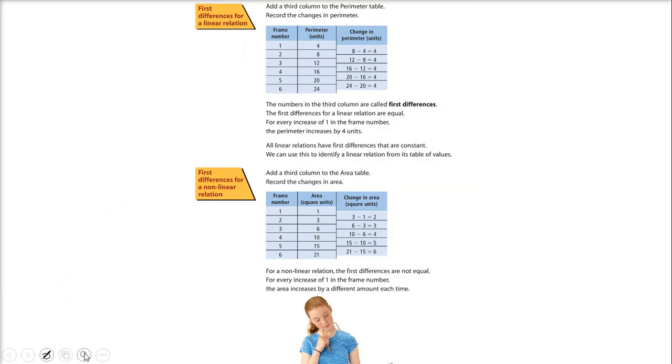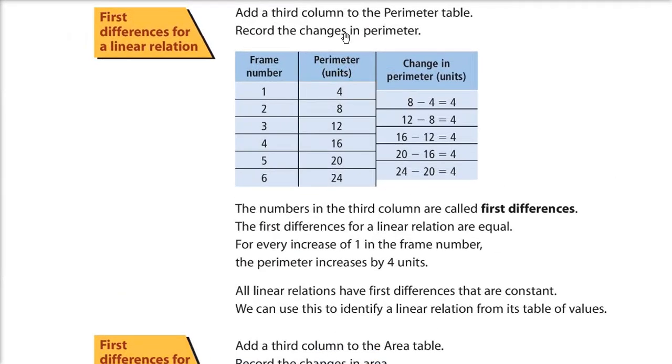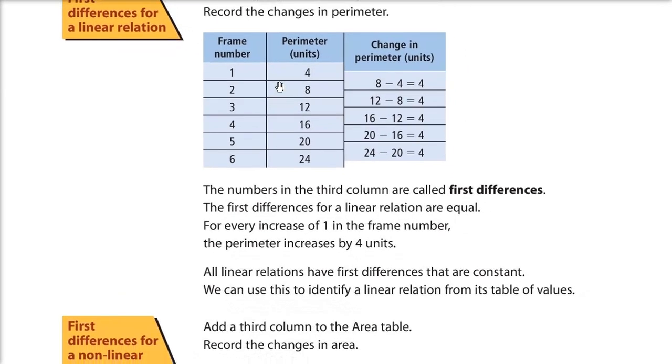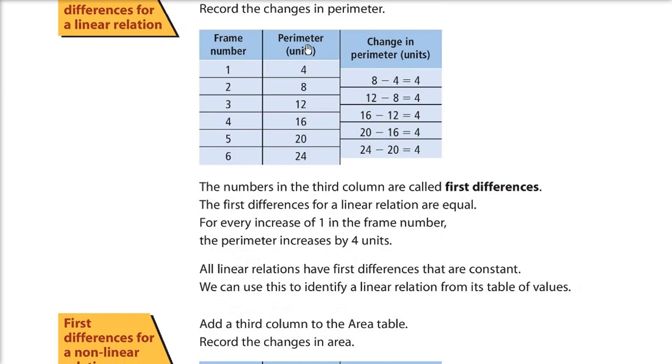Now we are adding one more column, a third column, to record the change. This is the perimeter. So what is the change here? 4 and 8: 8 minus 4 is 4. 12 minus 8 is 4. 16 minus 12 is 4. So if we take the difference of any two consecutive values, we see that the change in perimeter is always 4. That is the same number.